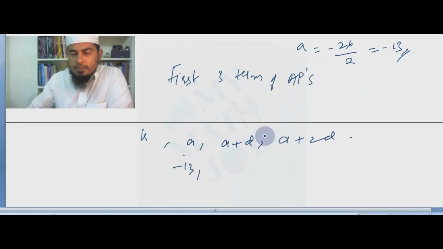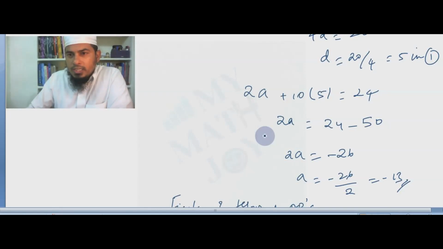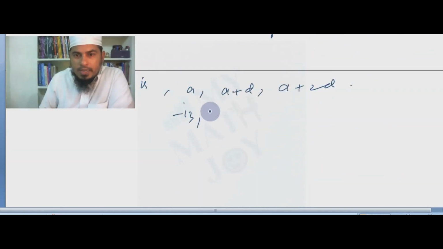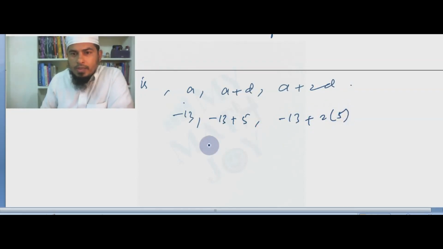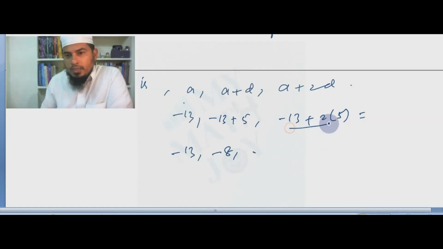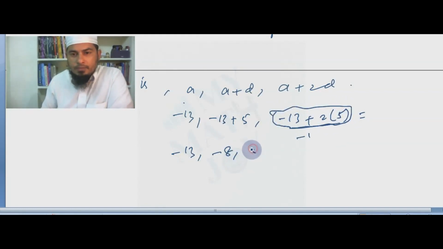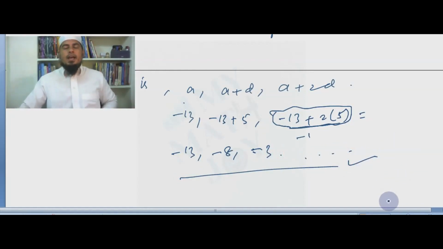What is my A plus D? D is 5, so we'll get negative 13 plus 5, and negative 13 plus 2 times 5. If you simplify this, you're getting negative 8, and for the last, 5 times 2 is 10, negative 13 plus 10 is negative 3. So in this way you will get the answer.